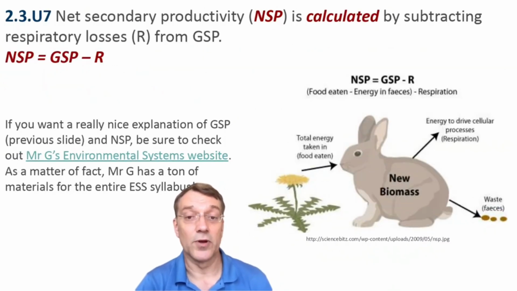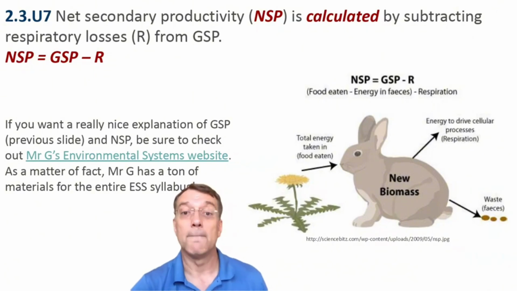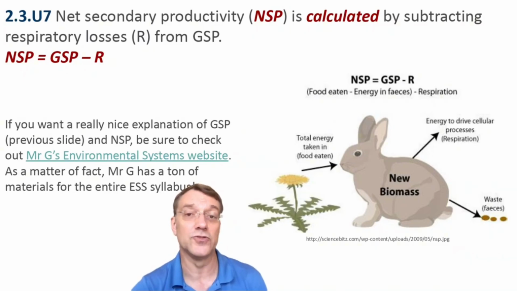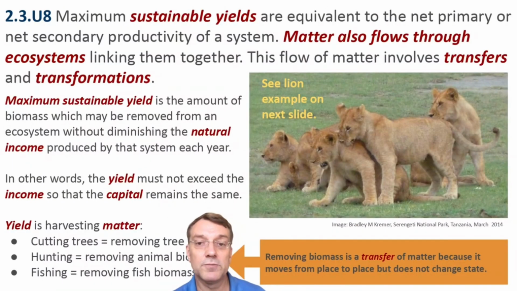Net secondary productivity, abbreviated NSP, equals GSP, or gross secondary productivity, minus respiratory losses. This represents new biomass created at consumer levels, the actual growth of consumer populations after accounting for the energy that they used in respiration. It's just like the productivity at primary levels, except we're talking about consumers instead of producers. Maximum sustainable yields are equivalent to the net productivity of a system.